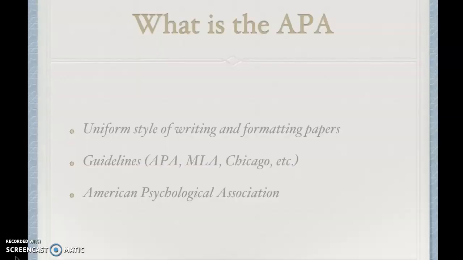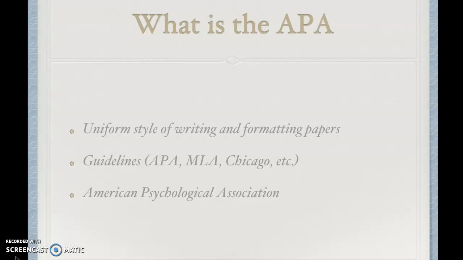Now, what is the APA? Well, if you think about it, writing can be quite chaotic. If we were to each write our own articles in our own unique way, then it would be very difficult for people to make sense of what anything means because people would be doing things differently. I would be including my sources in one way, and you would be doing it in another. So a reader might get confused. They might not know what a particular number means, or what a particular symbol means, or where should the title go? Where should we place the page numbers?